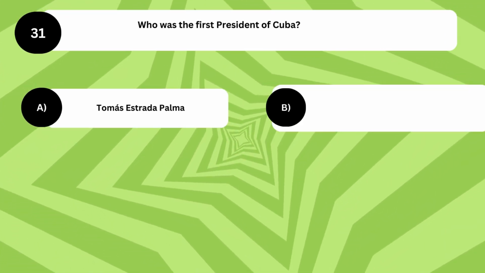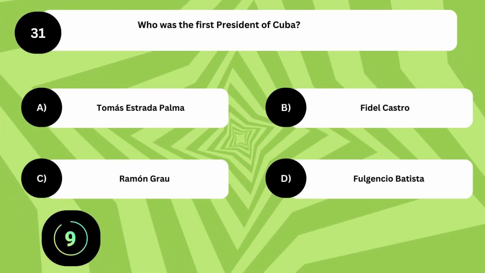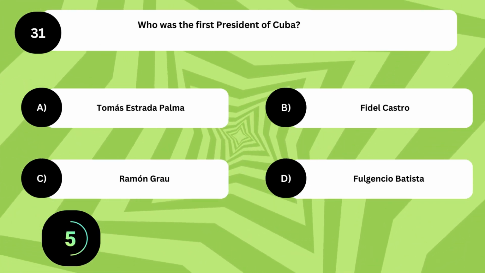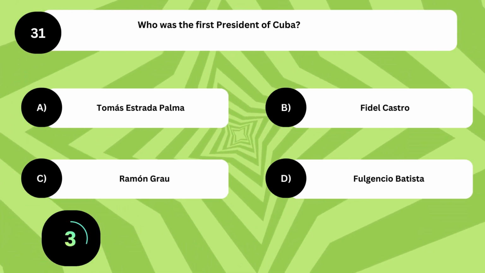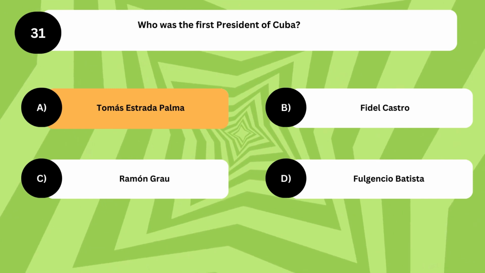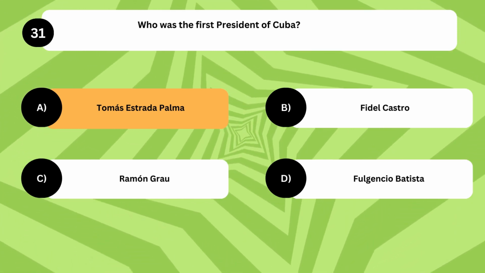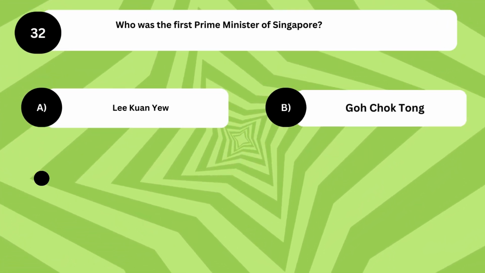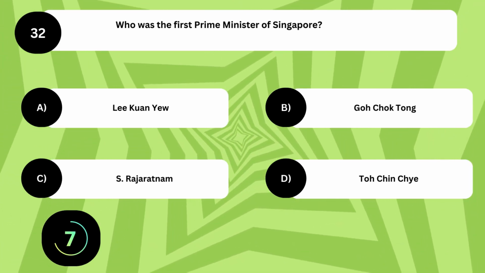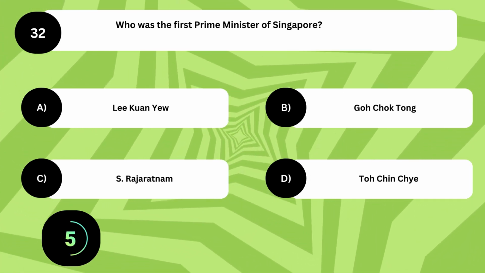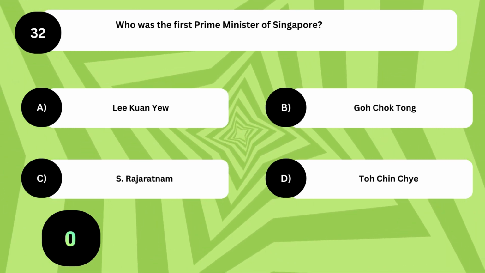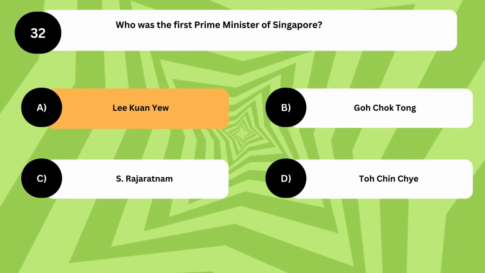Who was the first president of Cuba? The answer is Tomás Estrada Palma. Who was the first Prime Minister of Singapore? The answer is Lee Kuan Yew.